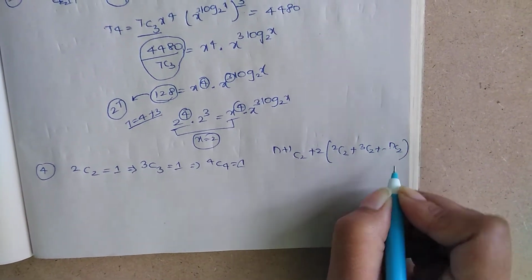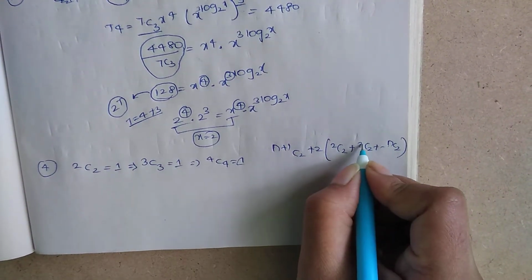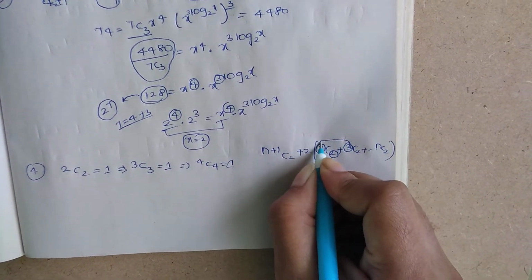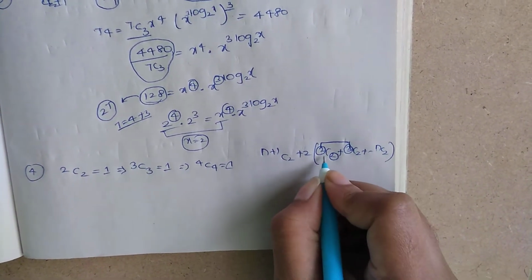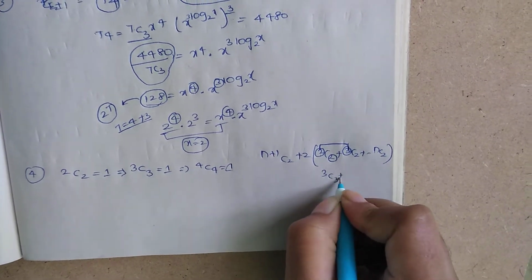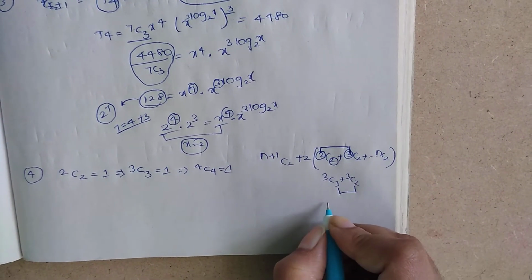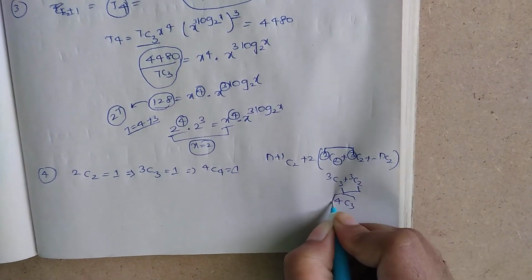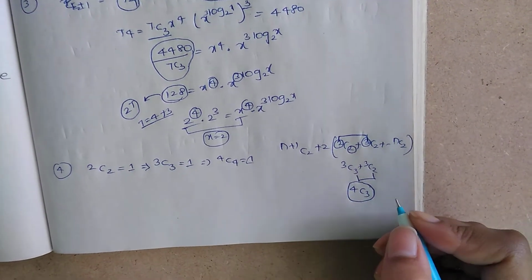It is like this, right? Now, what I'll do is, I'll make these terms same. If these are to be equal or same, it should be 3C3 plus 3C2. What is this value? Is it 4C3? Yes, it's a property, right?